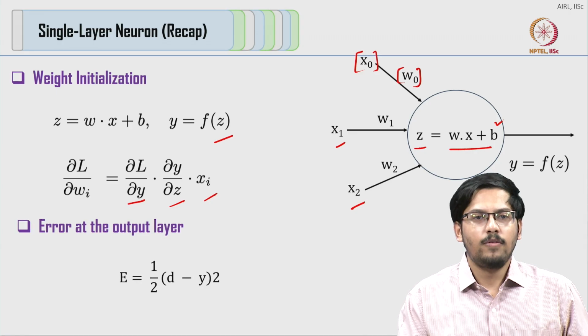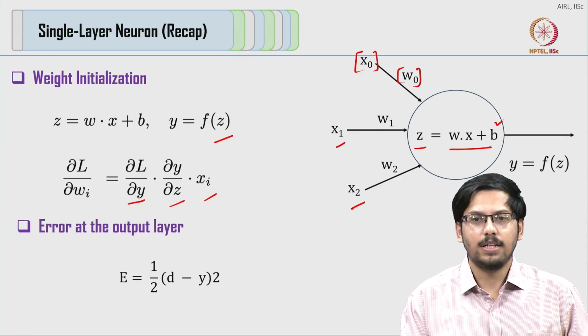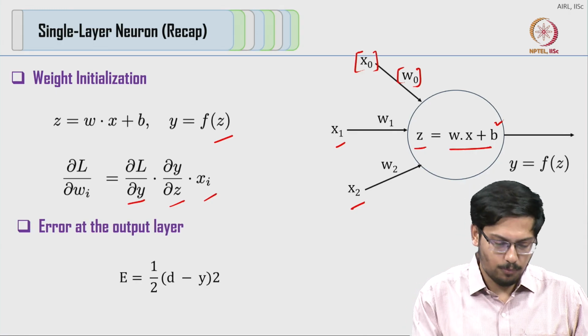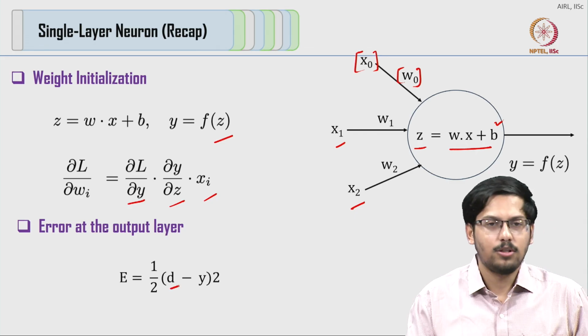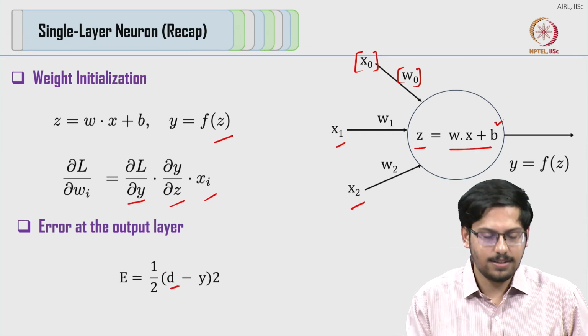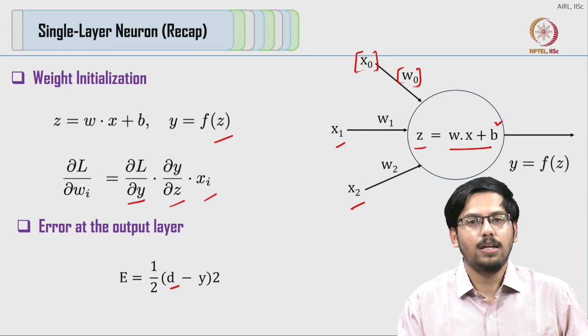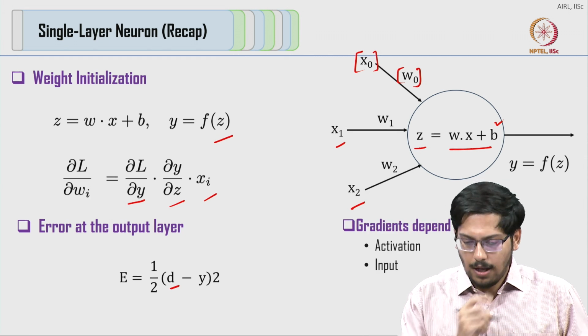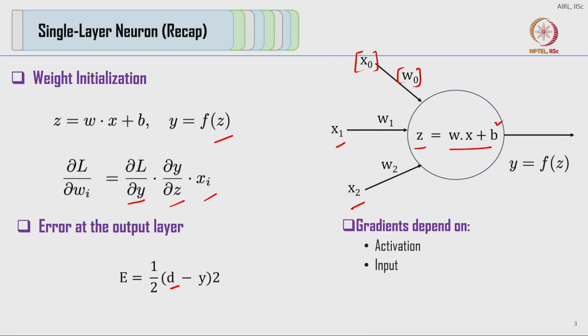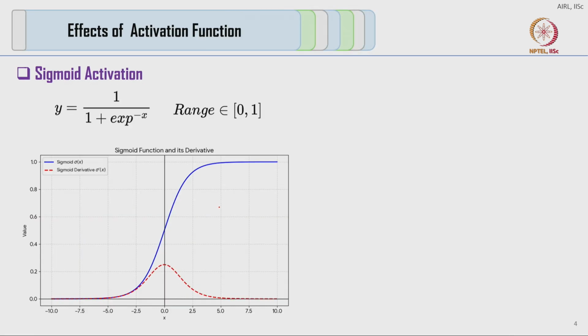Now we can also define the error which we get while passing the input with corresponding ground truth d. So error E can be written as 1 by 2 (d minus y) whole squared. Now as we can observe in this particular equation, the gradients primarily depend upon the activation function, or rather the derivative of the activation function, and the input which is passed to the neuron.